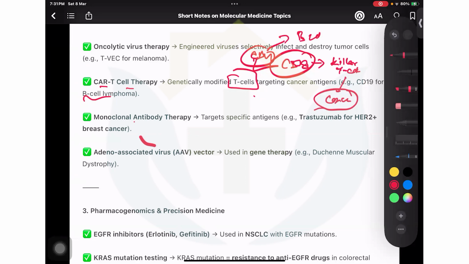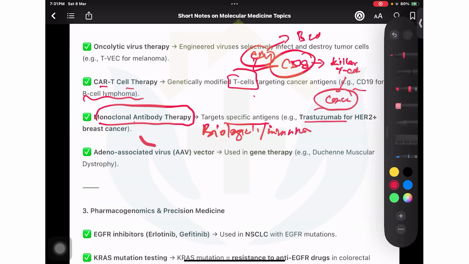For example, in B cell lymphoma, CD19 altered T cells can be used. And then definitely everybody nowadays knows that monoclonal antibody therapies are being used, which are known as biologicals therapy, biologicals or immunologicals. This is what they are called. So these target specific antigens. For example, trastuzumab is the most famous HER2 neu breast cancer drug. So these are chimeric molecules, and they are a big name now because they have helped treat so many people with the least of the problems of chemotherapy.